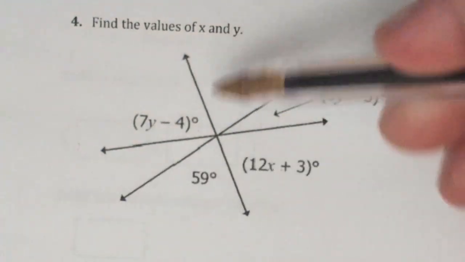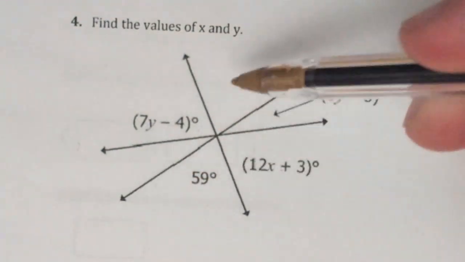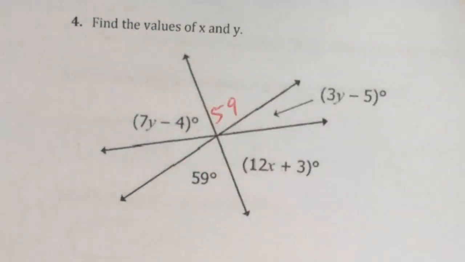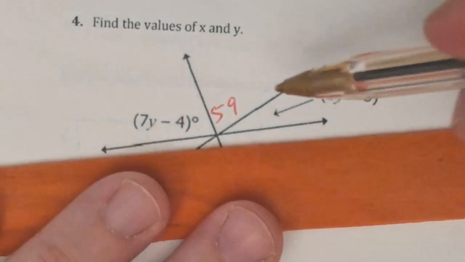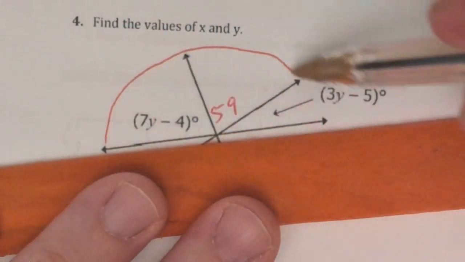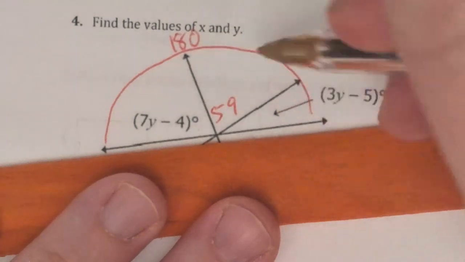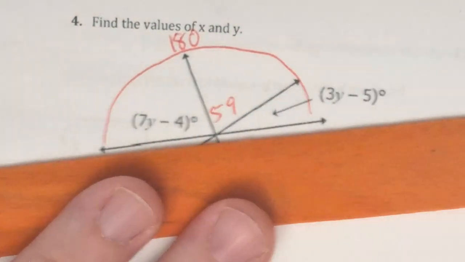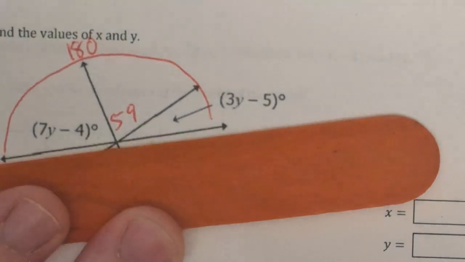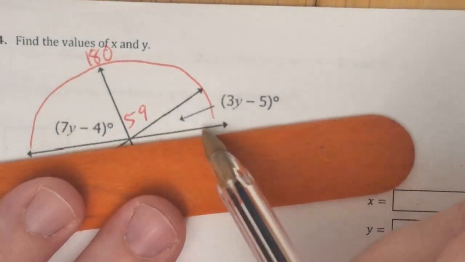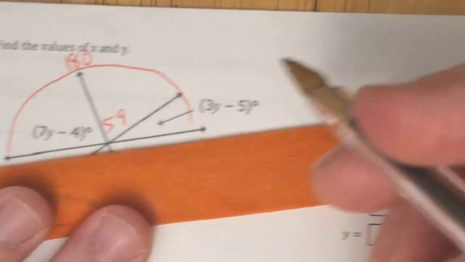Can anyone tell me what this angle is? Oh, it'd be 59. Okay, so I'm just making up stuff at this point, just trying to label as much as possible and seeing what happens. Now all of this makes 180 degrees because together they make a straight line. So now we can do this equation. We know that all 3 of these add up to 180. So let's just try that.